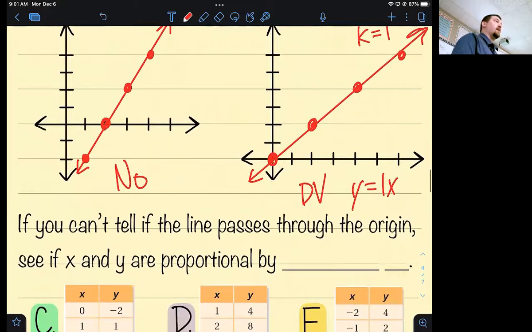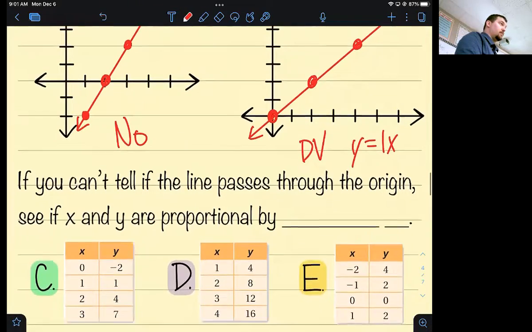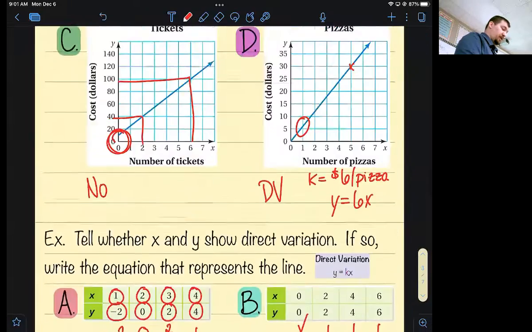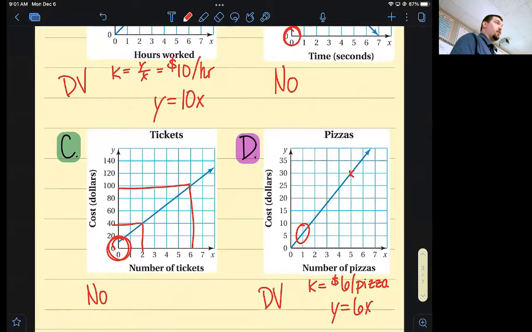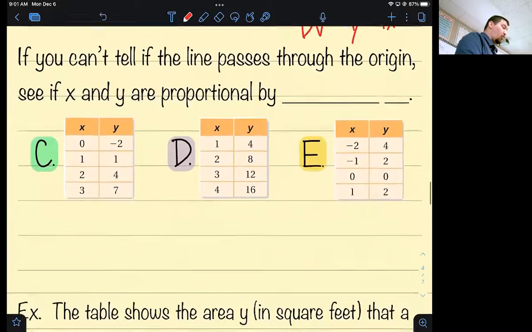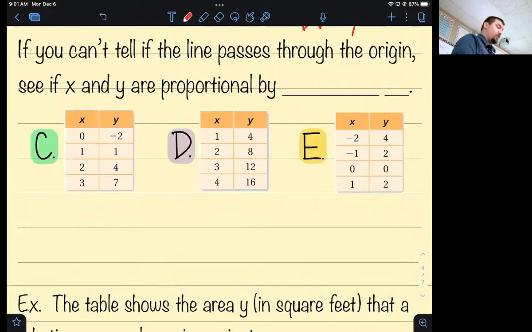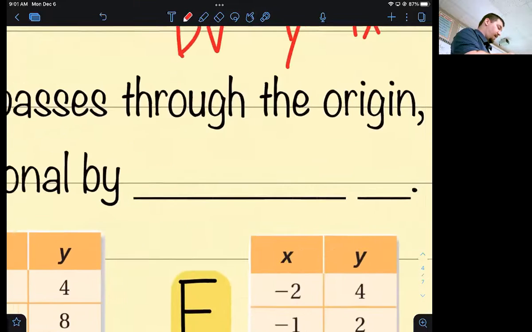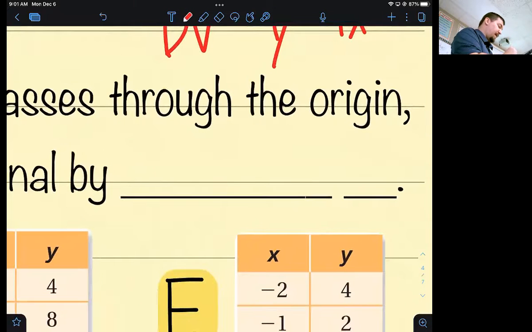Okay, training wheels are coming off now. I'm taking away the graphs. Obviously, it's super easy when you're looking at a graph to see if it goes to the origin. I'm going to ask you now if it goes to the origin without looking. We just have the information. We just have the points. So if you can't tell if the line passes through the origin, see if X and Y are proportional by dividing.